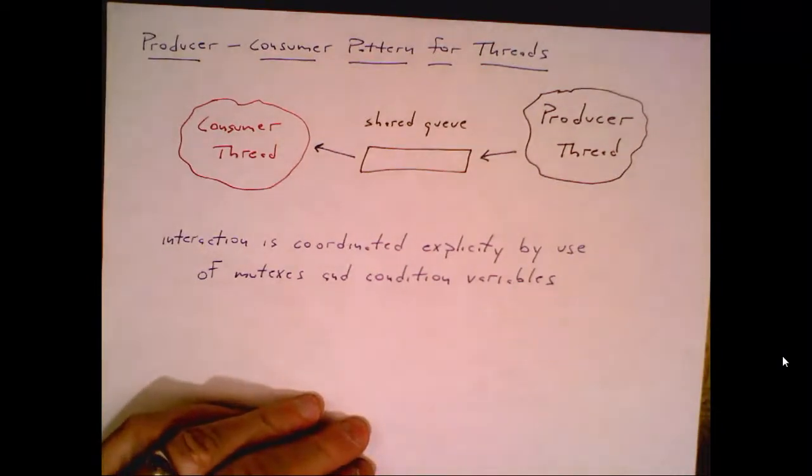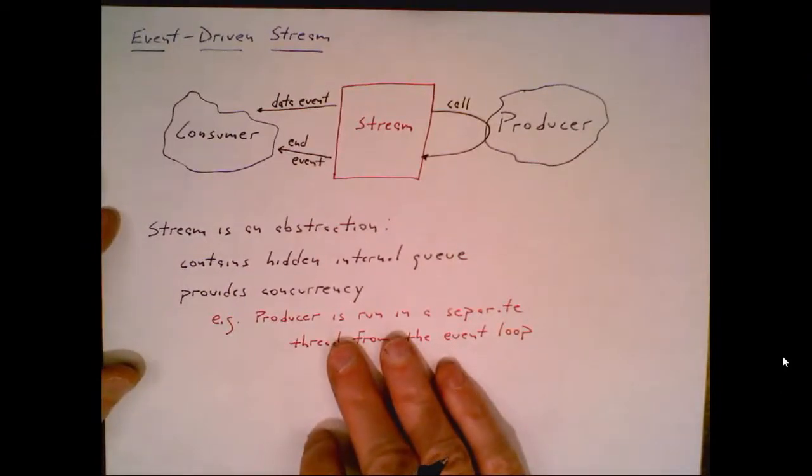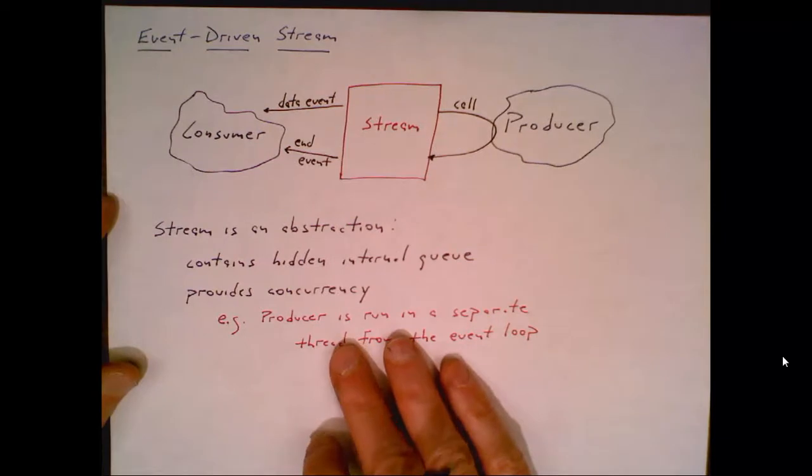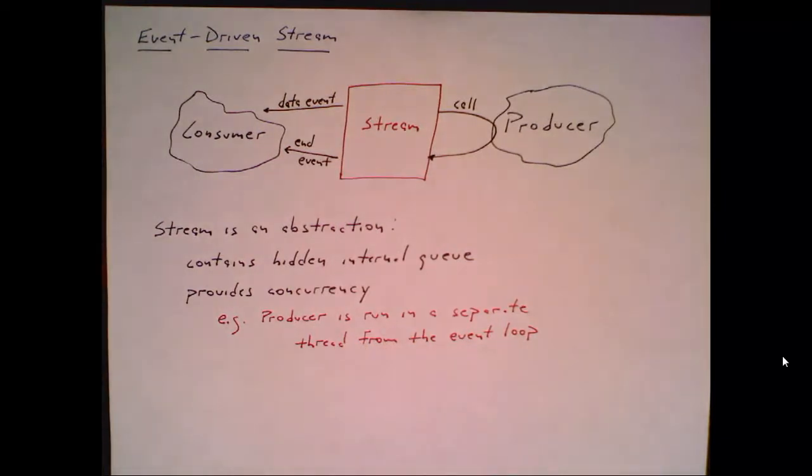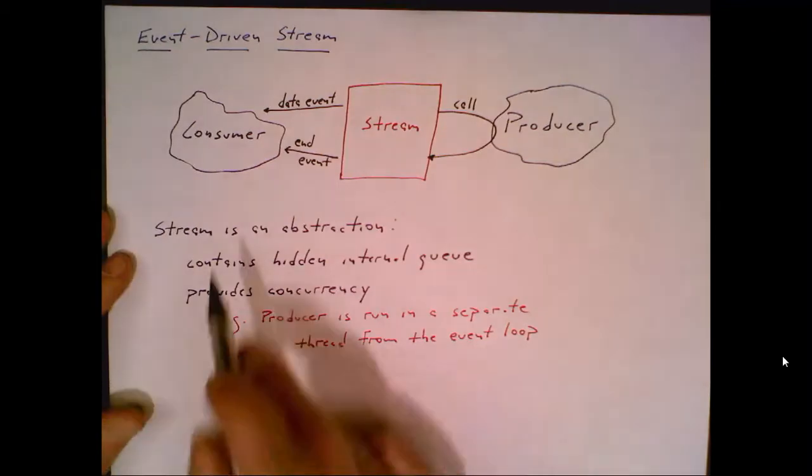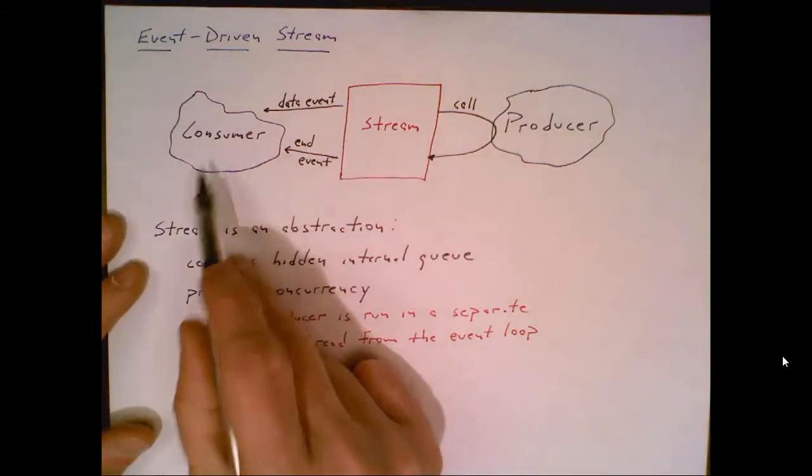Well, let's look at how that scenario would look in an event-driven system. We might have an abstraction called a stream, and it hides an internal queue, similar in that sense to the producer and consumer using threads. It's just the queue is explicit in that case. But a stream would also hide the concurrency. For instance, the producer could be run in a separate thread from the event loop. Okay. And the consumer is the one plugged into the event loop.